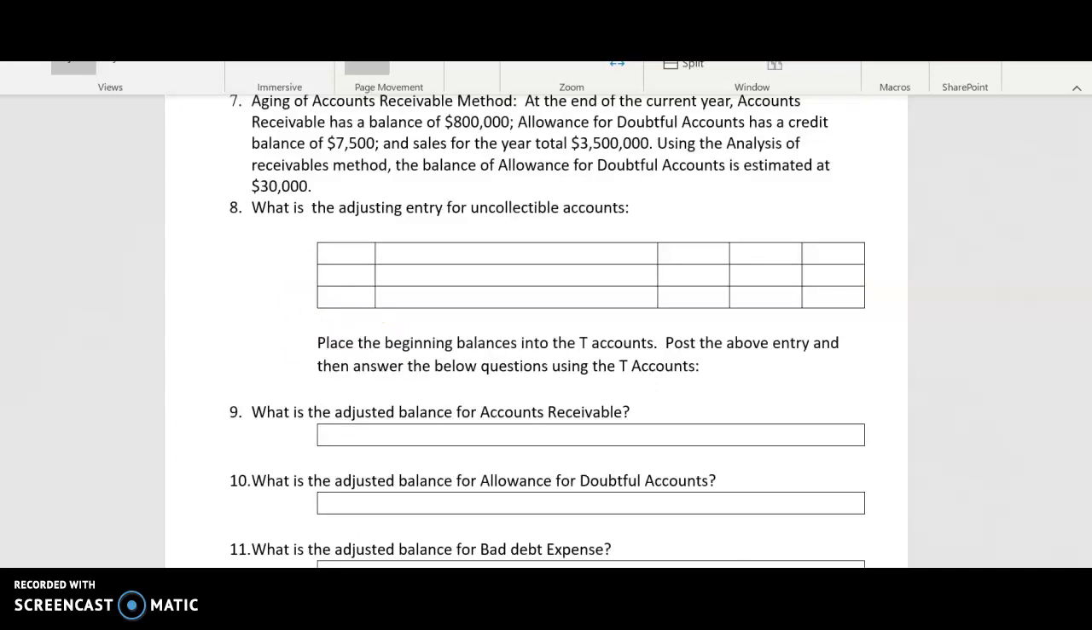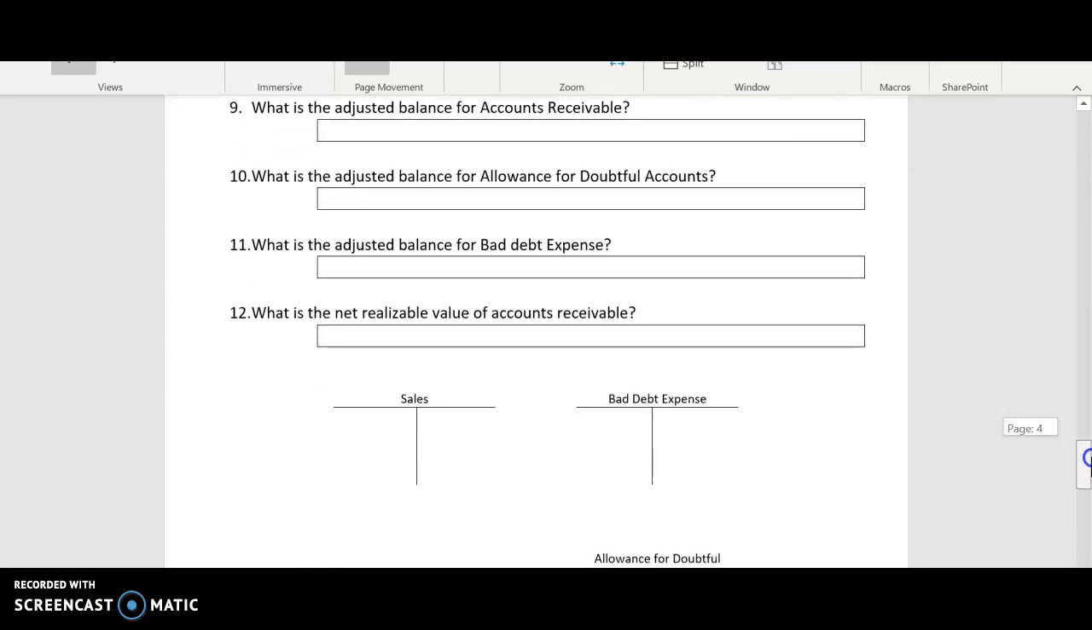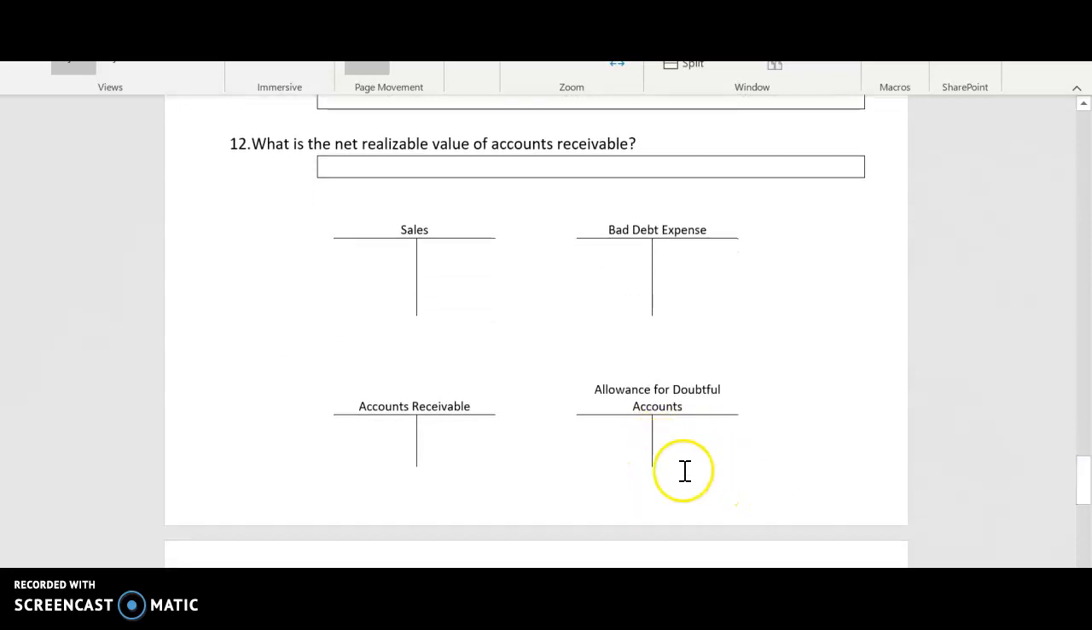Let's look at the last one. This is very similar to the previous problem, except it's asking us to estimate using the aging of receivables method. Let's see why this changes. What is the adjusting entry for the uncollectibles account? Well, we estimate, using the analysis of receivables method, that this will be $30,000. But instead of this being the number we actually use in our entry, we need to see how much we need to get the allowance account to 30,000. So let's see what I mean.